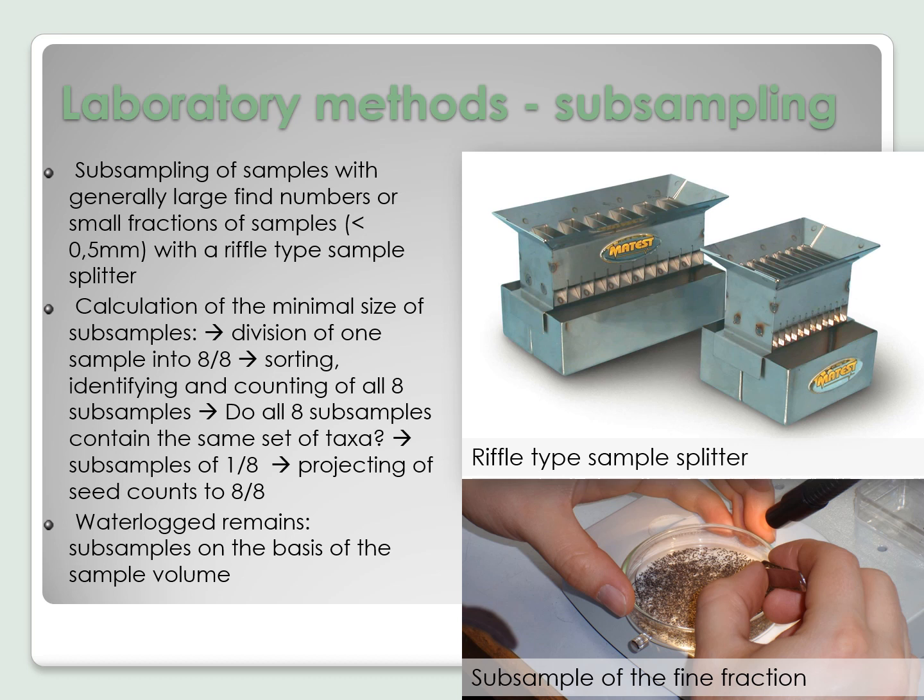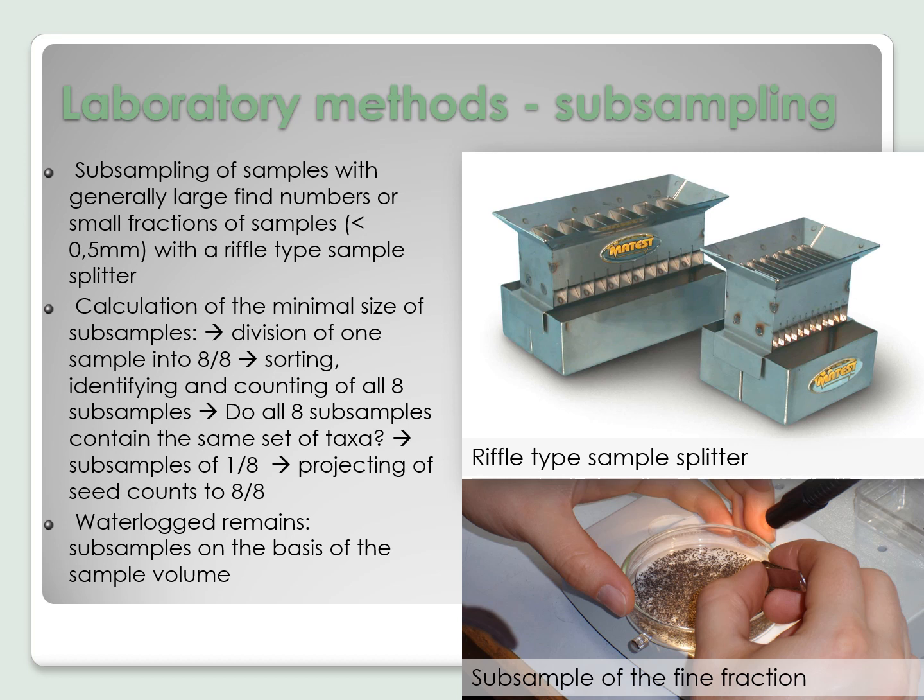To correctly apply the method, the minimum size of subsamples necessary to produce representative results must be calculated first. For this process, the sample or fraction has to be divided into 8 subsamples by using the sample splitter. Each subsample has to be analyzed separately. If they all contain the same species and more or less the same numbers of records, 1/8 for a subsample would be sufficient, and this size could be applied to other samples of the same site.